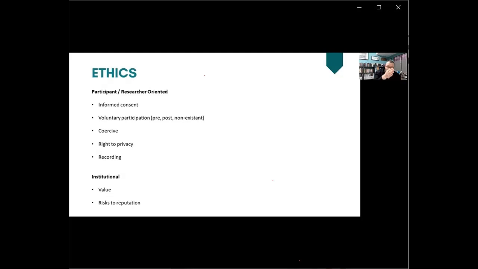We want the right to privacy, which comes to a point: if we're recording people, we need to make sure that imagery or voice sound bites are not going to go beyond us as researchers.